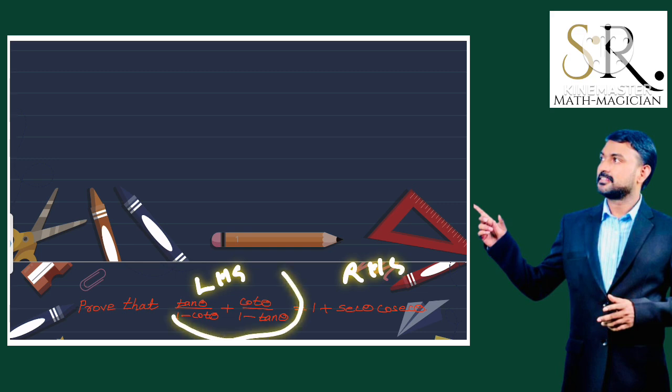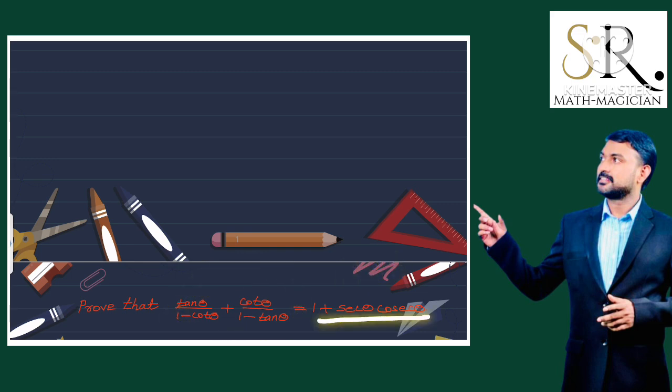Either we can start from this LHS and reach the RHS. In most of the questions we may select the LHS. Then how can we understand that we have to select the LHS? Here, the more complicated side can be considered first. On the right there are two simple terms, 1 and sec theta cosec theta. But on the left side a fraction is there, and under the fraction, 1 minus another term. So the left side is more complicated.